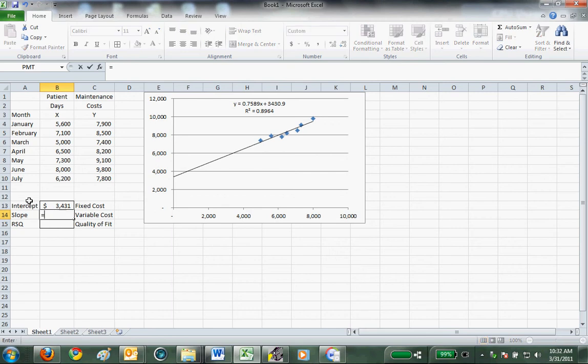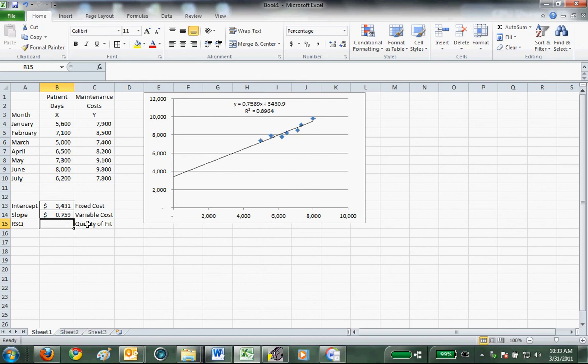Slope, we do the same thing, equals slope. Put the known y's in, comma, known x's, close parentheses, enter, 0.759 dollars per unit, and same thing over here. There's actually 75.9 cents. I don't know if that's what I said before, but let's say I did.